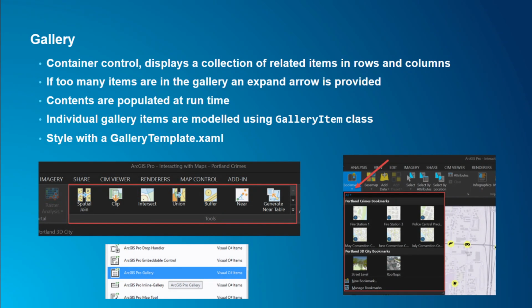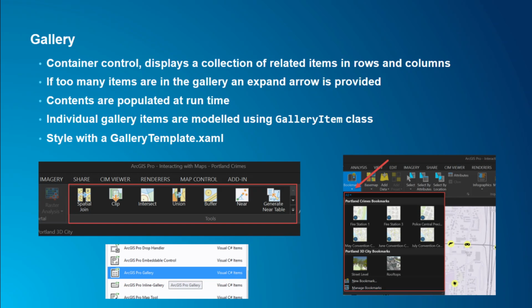And I want to focus now on the gallery framework element. It's a container control, and it has a very rich representation of data, as you can see in the screenshots over here. And it's very customary to give a little thumbnail of the item inside the gallery. When you have too many items in the gallery, you can expand it using the little expand arrow at the bottom. The contents are usually populated at runtime, and the gallery derives from a gallery class defined by the Pro framework. So you can design this gallery using the gallery template. It comes with your ArcGIS Pro SDK templates.